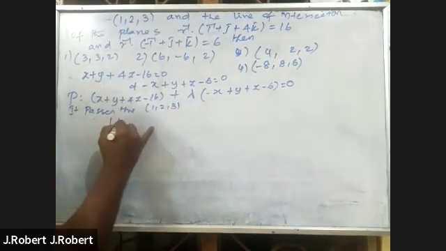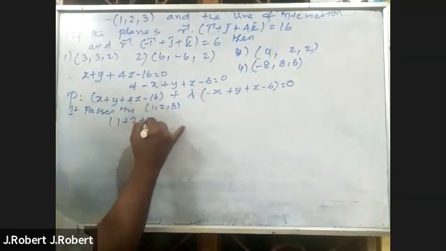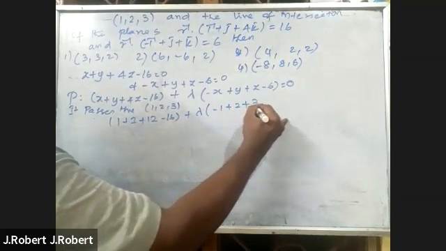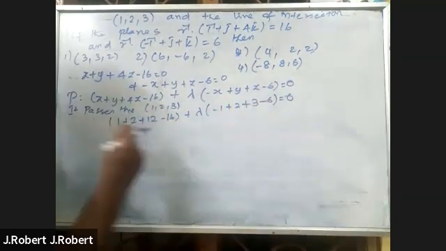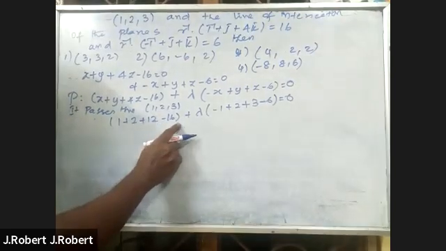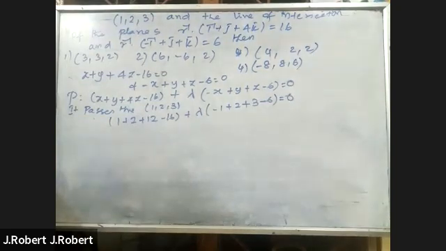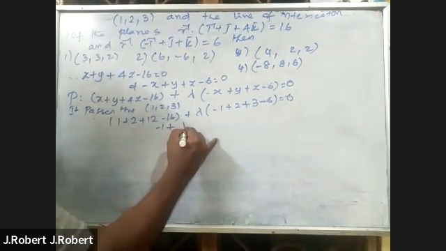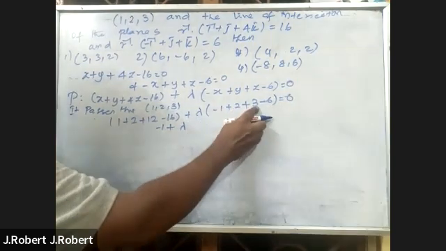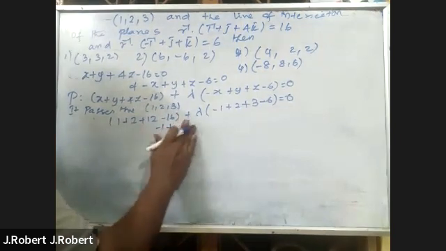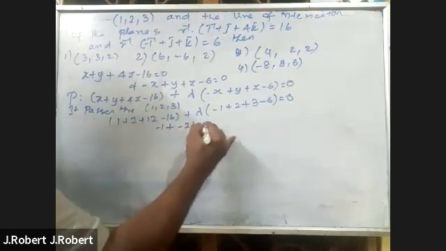Wherever x comes, put 1. 1 plus 2 plus 4 3s are 12, minus 16, plus lambda into minus 1 plus 2 plus 3 minus 6 equal to 0. Simplify. 2 plus 14, 14 minus 16 is minus 2. Minus 1 plus lambda into 2 plus 3, 5. 5 minus 6, minus 1. So minus 2 lambda equal to 0.